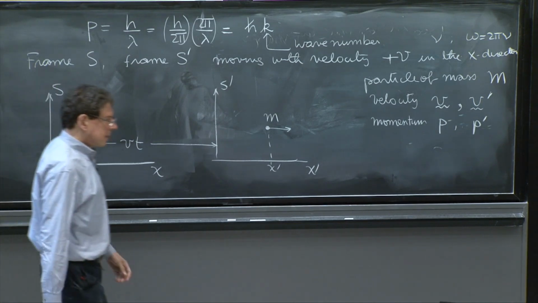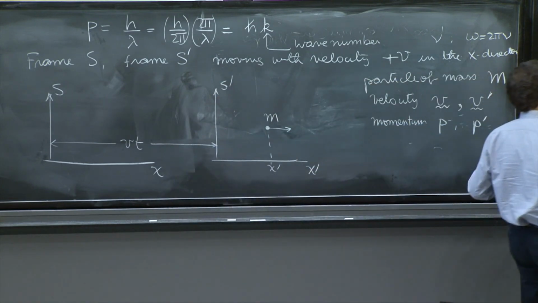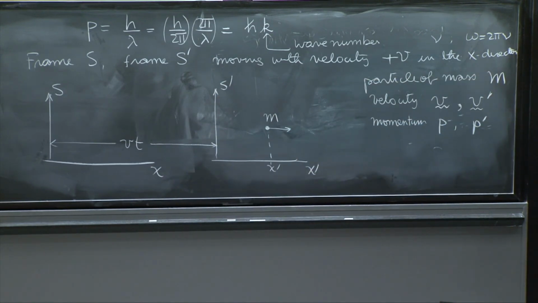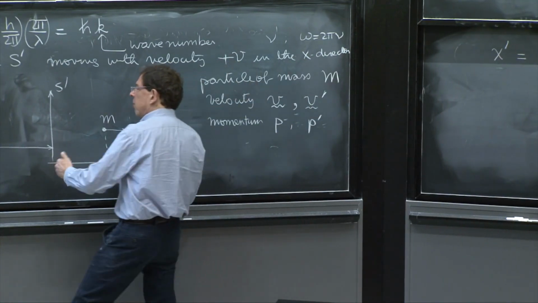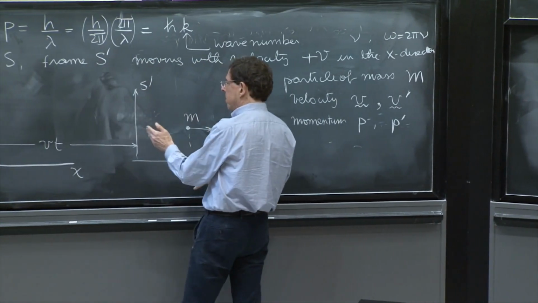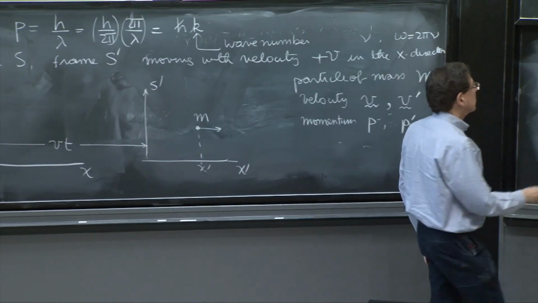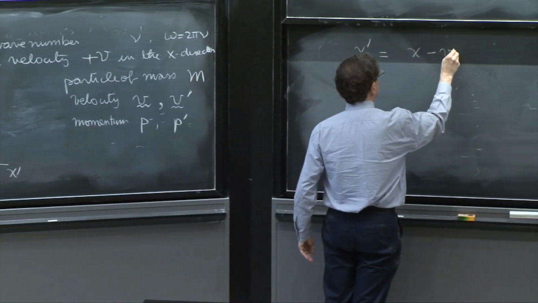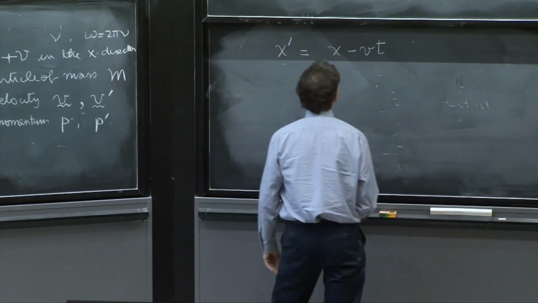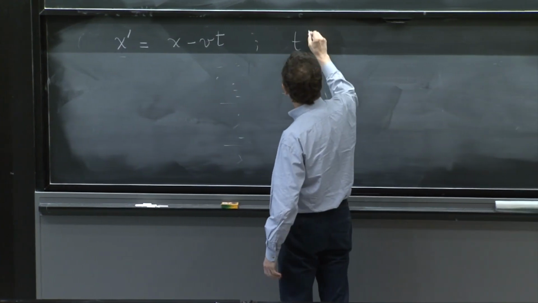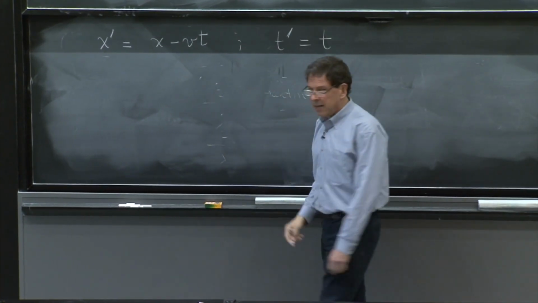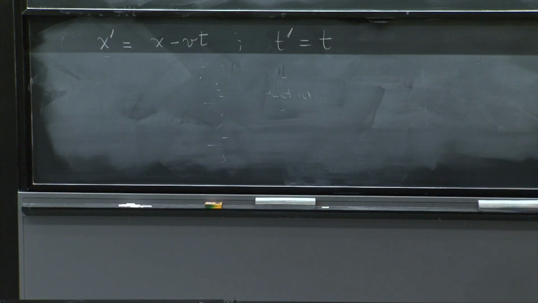So it's simple to write equations to relate the coordinates. So x prime, for example, is the value of the coordinate x of the particle minus the separation. So x minus vt. And I should say it here. We're assuming that t prime is equal to t, which is good non-relativistically. That's fairly accurate. But that's the exact Galilean answer.